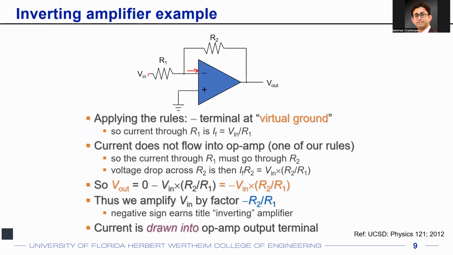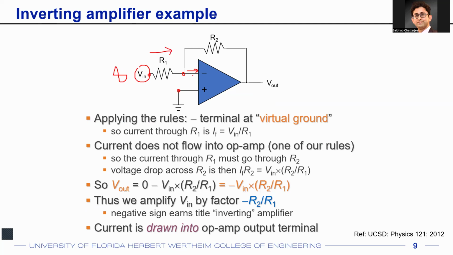So if you know that this point is V in, and due to the virtual ground property, the AC voltage at the positive terminal will be the same as the AC voltage at the negative terminal. In this case, it's an AC ground, so that's an AC 0 voltage. On the other hand, here you have an AC potential, let's say V in, maybe a sine. So the AC current that flows through this resistance R1 would be V in minus 0 divided by R1.